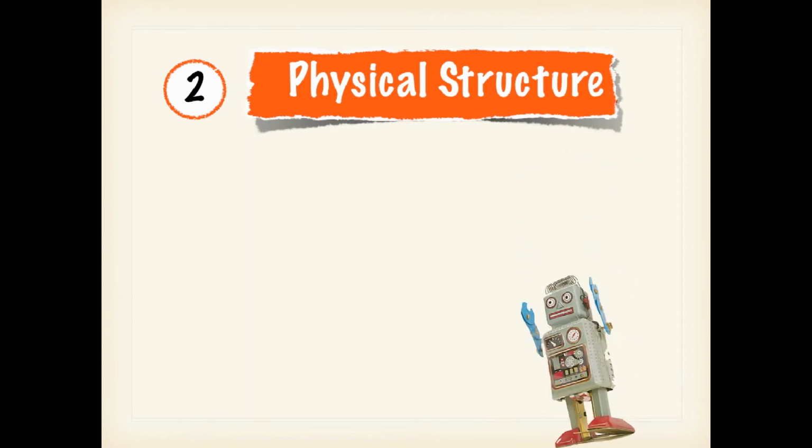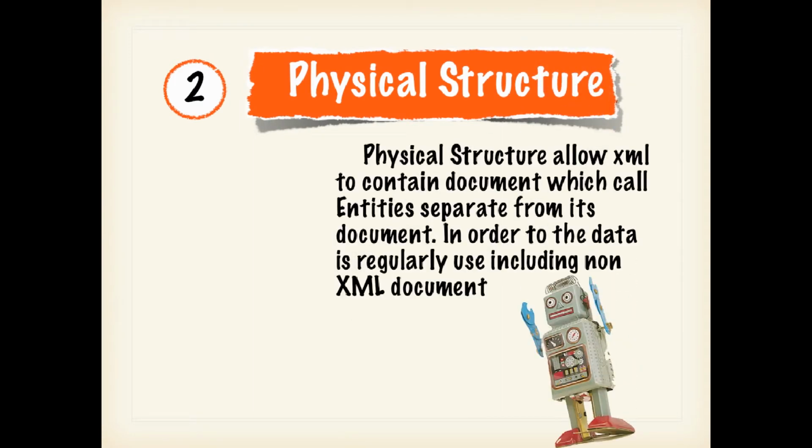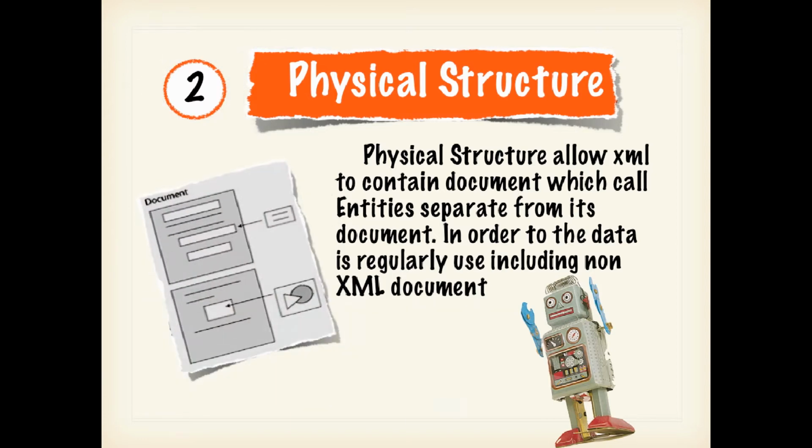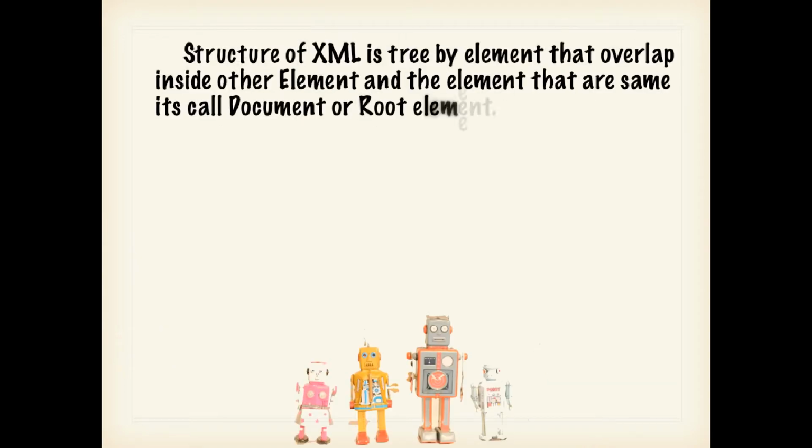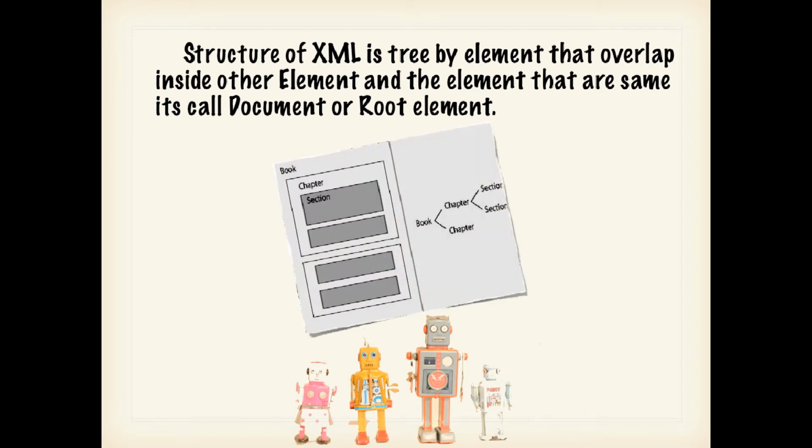Second is physical structure. Physical structure allows XML to contain documents called entities, separate from its document, in order for the data to be regularly used, including non-XML documents such as pictures. The structure of XML is a tree of elements that nest inside other elements, and the outermost element is called the document or root element, shown in this picture.